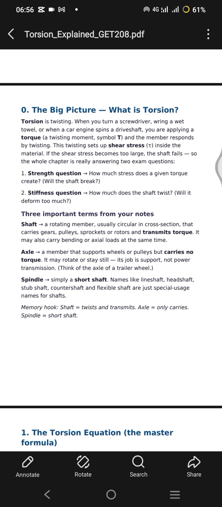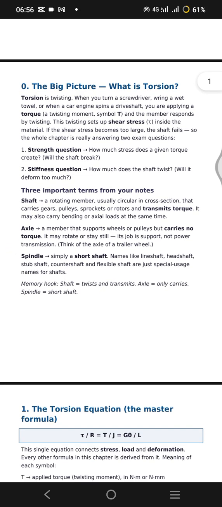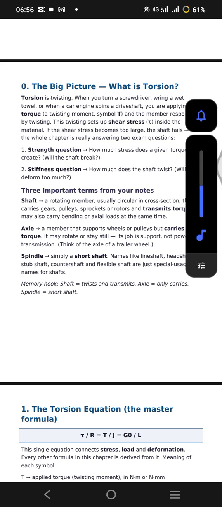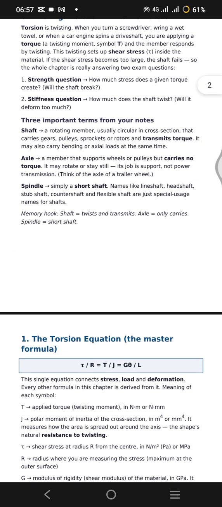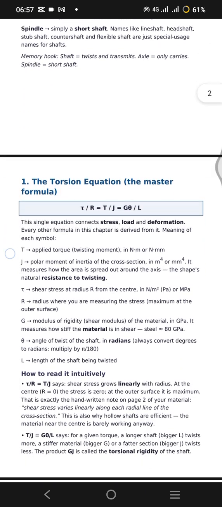Axle. An axle is a member that supports wheels or pulleys but carries no torque. Take note of that. While a spindle is simply a short shaft, named like line shaft, head shaft, stub shaft, and the rest of it. So just for you to remember: shaft is twist and transmit, axle only carries, spindle equals short shaft. That's all. Now let's look at the torque equation.